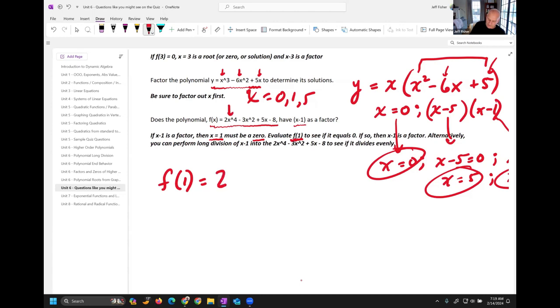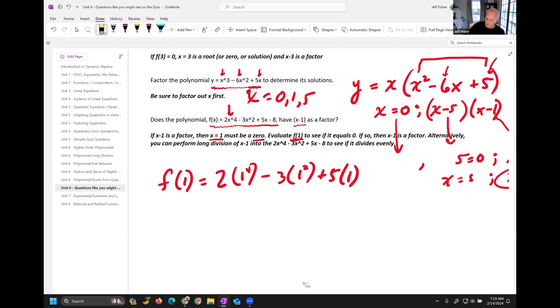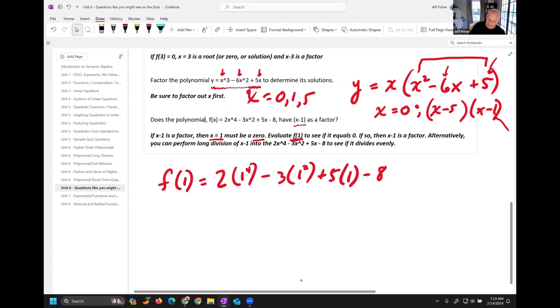Well, 2 times 1 to the fourth minus 3 times 1 squared plus 5 times 1 minus 8, right? All we did was take this polynomial and evaluate it at x equals 1. Okay, that's all we did.